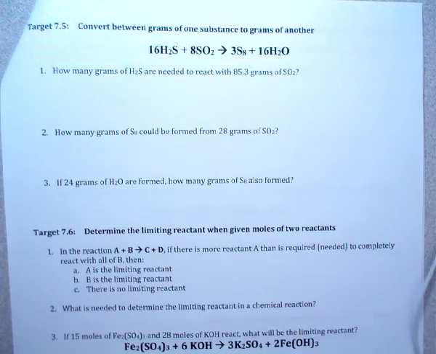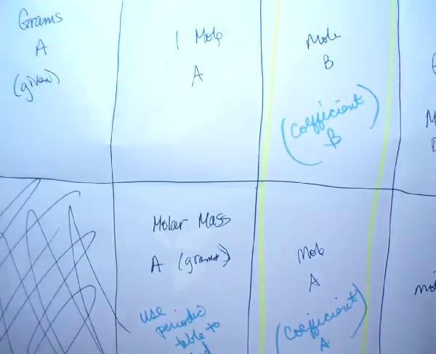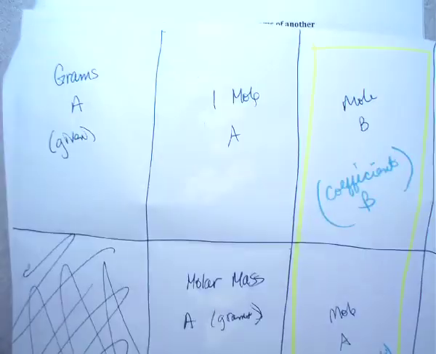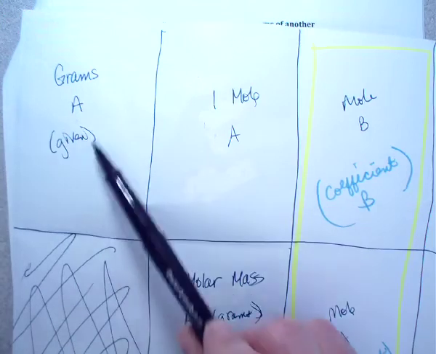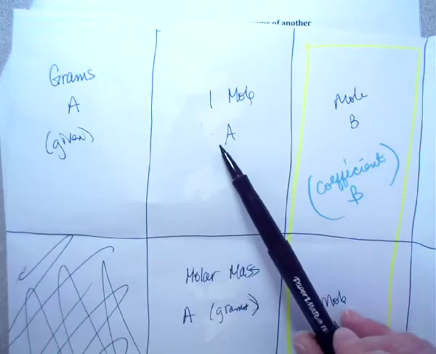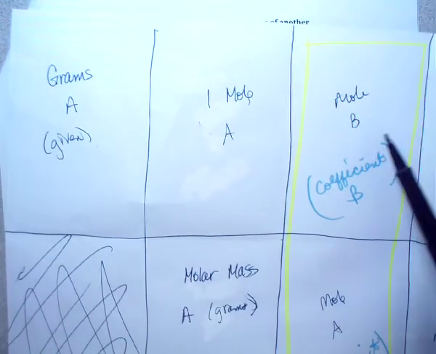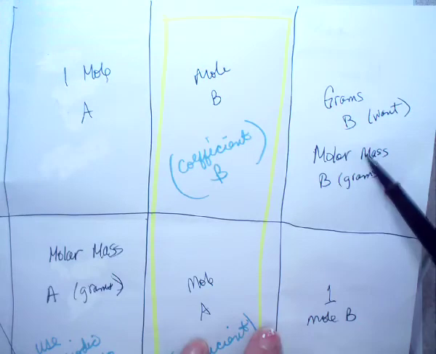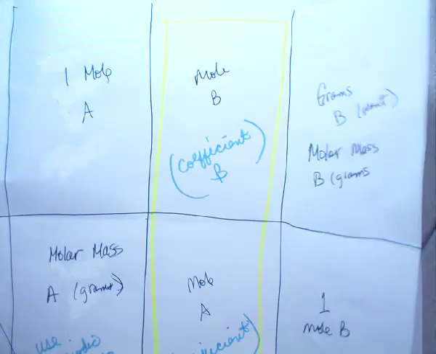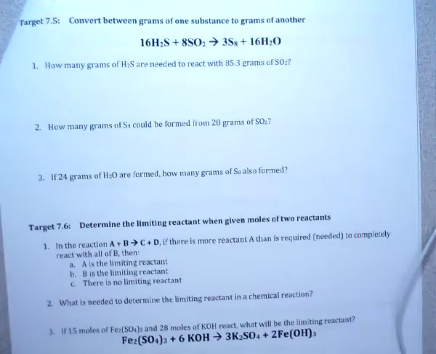Target 7.5 is the longest of the conversion problems that you'll be asked. You're asked to convert between grams of one substance to grams of another. If you look at your foldable, it's the entire foldable. So you have to convert grams of your given into moles of your given. Then you use the mole ratio. Finally, you use the molar mass of what you want to convert moles into grams.